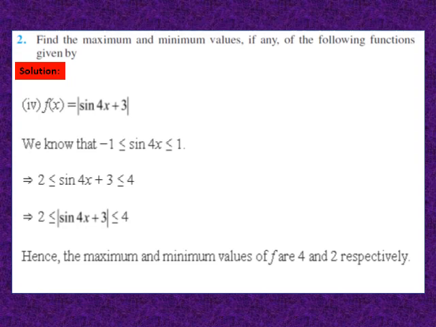And since it is a modulus, it is going to be positive also. So what are we getting? The maximum that sin 4x + 3 can be is 4, and the minimum is 2. It's very simple. So pause and note down the solution.